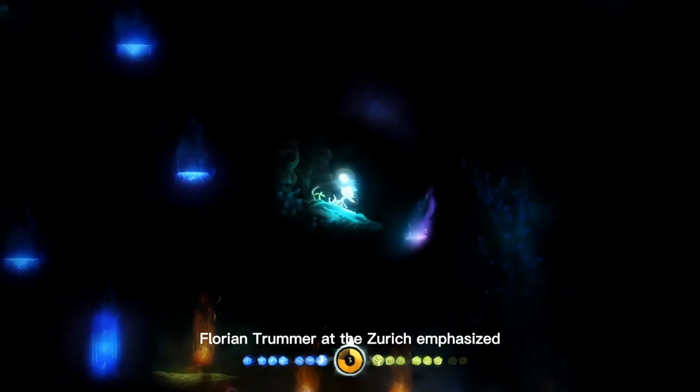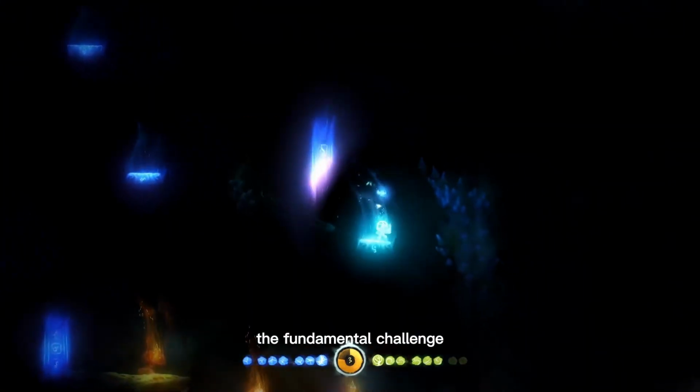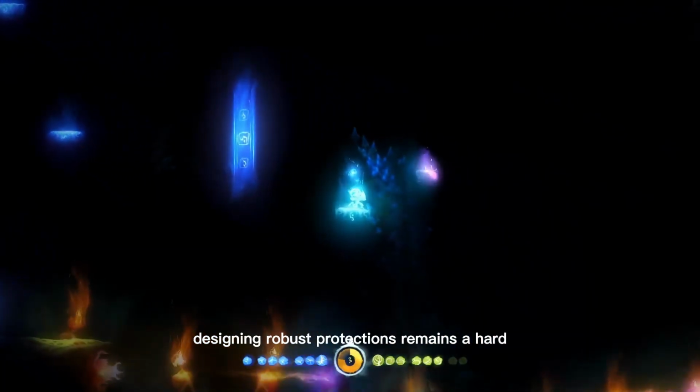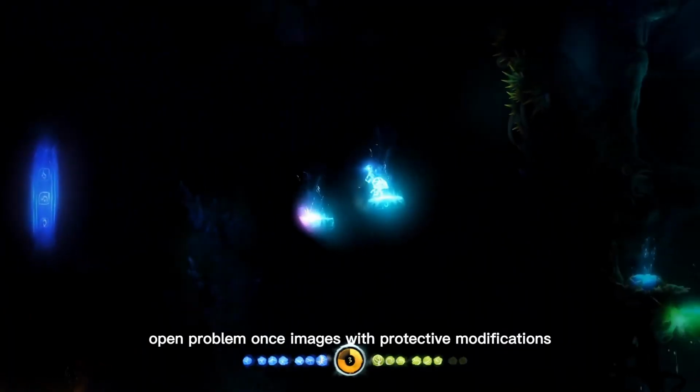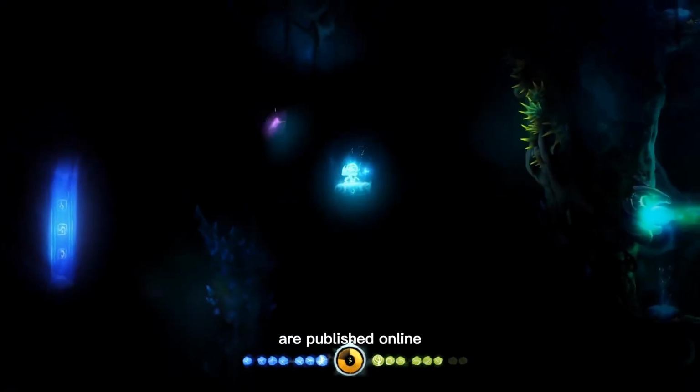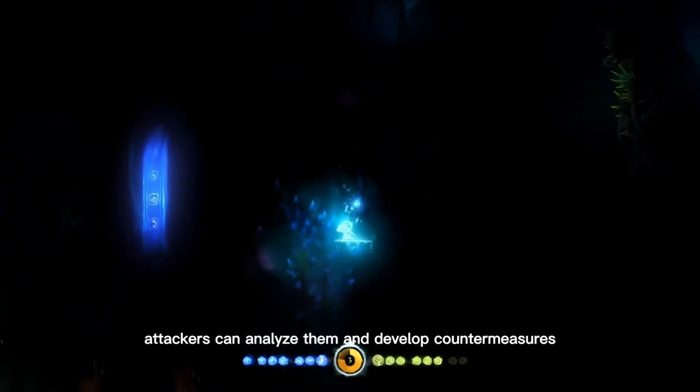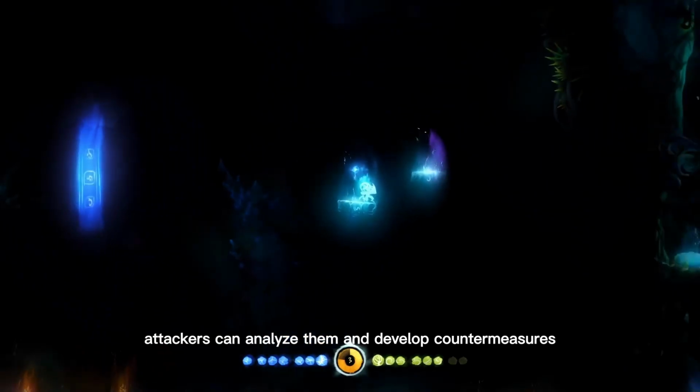Florian Tramer at Zurich emphasized the fundamental challenge. Designing robust protections remains a hard open problem. Once images with protective modifications are published online, attackers can analyze them and develop countermeasures.